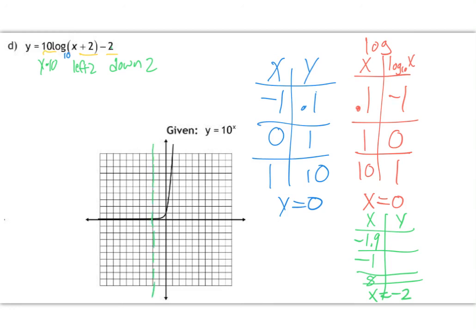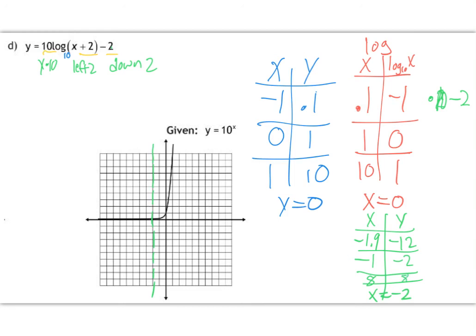Okay, so now for the y's, we've got to do times 10 and then down 2. So times 10, down 2. So for negative 1, we've got negative 10, down 2 is negative 12. I don't know if that's going to fit on my graph. 0, we've got 0, down 2 is negative 2. And then we're going to have 1 times 10 is 10. Down 2 would be 8.